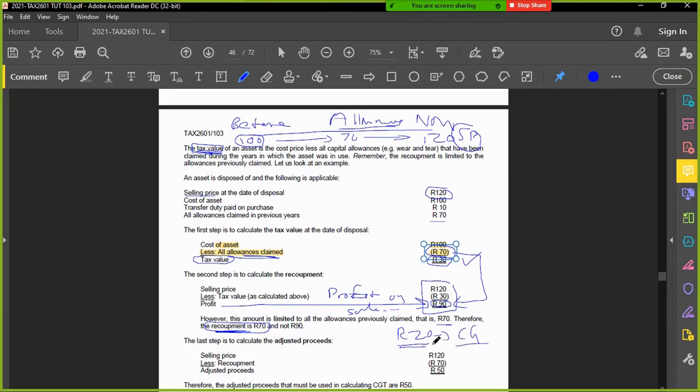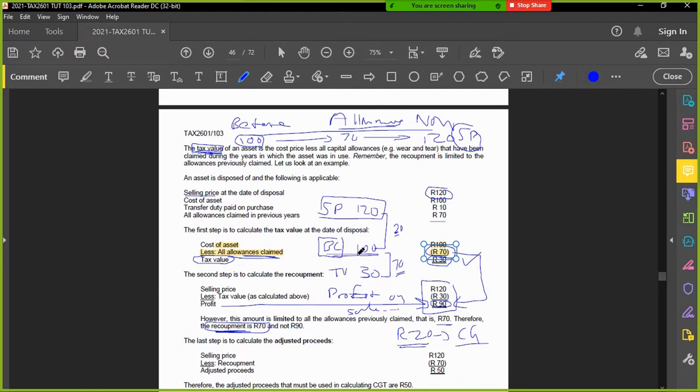20 Rand is the capital gain, but the capital gain is worked out with the adjusted proceeds. So have a look at this. You bought an asset for 100. This is the base cost. Do you agree? Yes. You obviously used the asset. The asset now has a tax value of 30. Do you agree? Yes. You've sold the asset at 120. Do you agree? Yes. 120 exceeds the base cost. This is the capital gain, which is 20. This is a recoupment of the taxable allowances that you received in the past. Does that make sense?